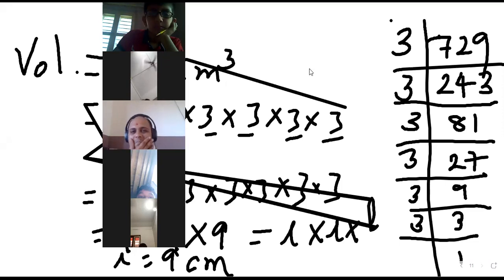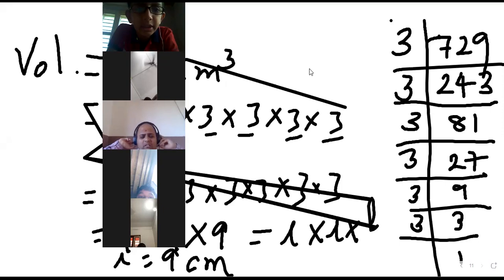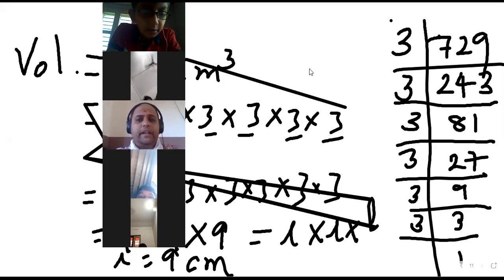Sir, I don't know in this 72.9 centimeter. Sorry, Sir, I don't know in this example. Which example? Sir, this one right now. It is simple factorization, beta. This type of example we have done in the classroom also.